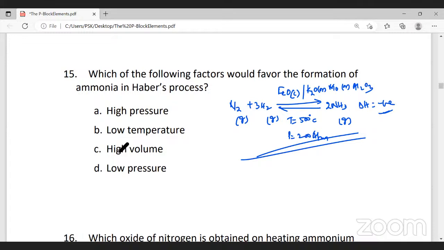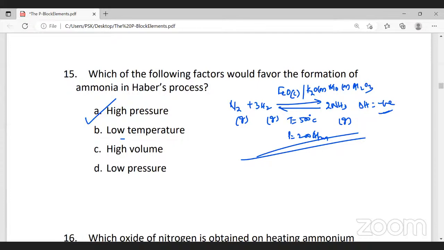So in Haber's process, the pressure is very high, 200 atmospheric pressure. Temperature is also very high. Here they mentioned low temperature, but they mentioned high pressure. Hence, the answer for this question is option A, high pressure.